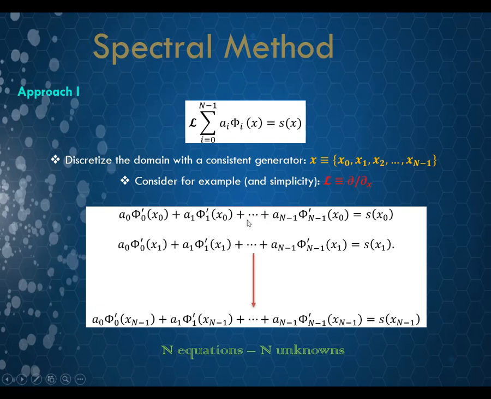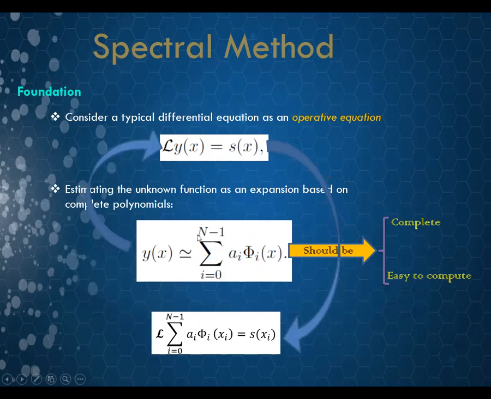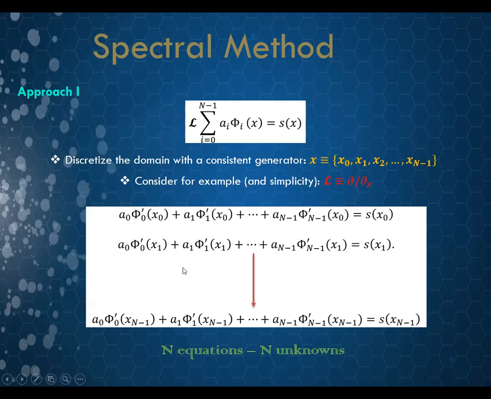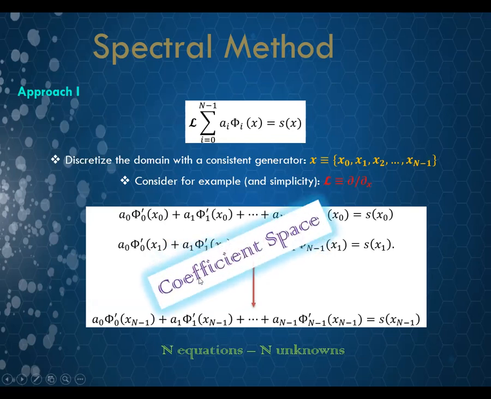And we can solve this system and find the coefficients and insert them here, and find the form of y of x. This is so-called the coefficient space, and we see the coefficients as the unknowns in our system.